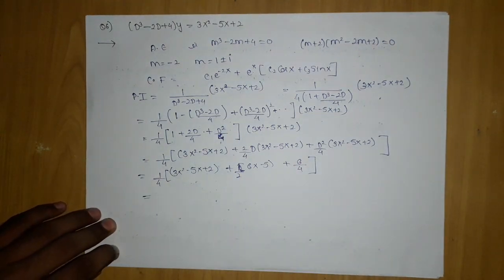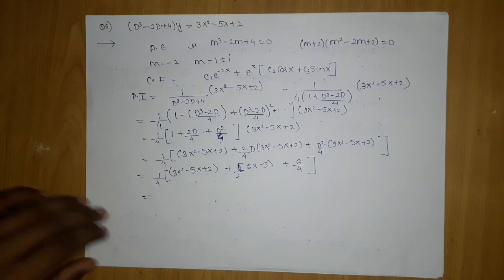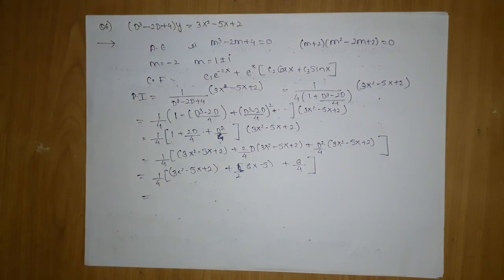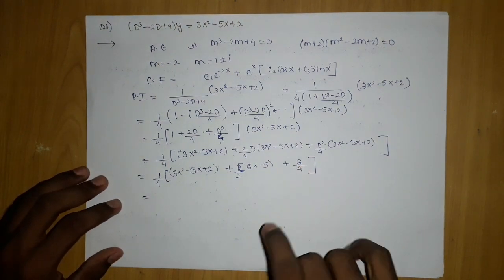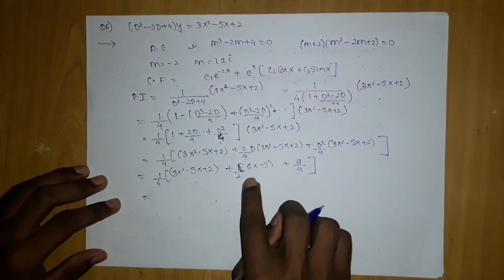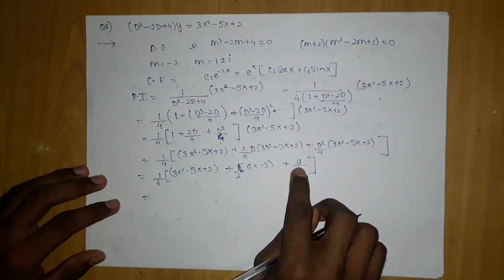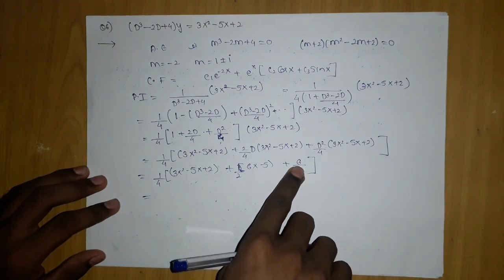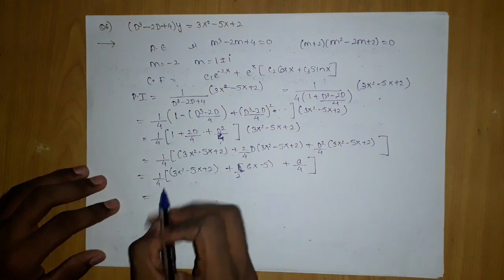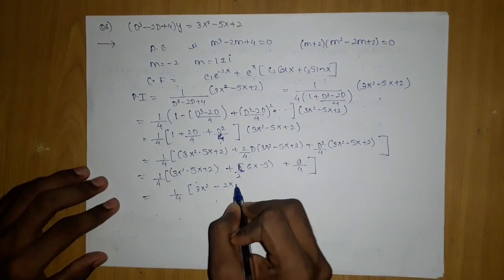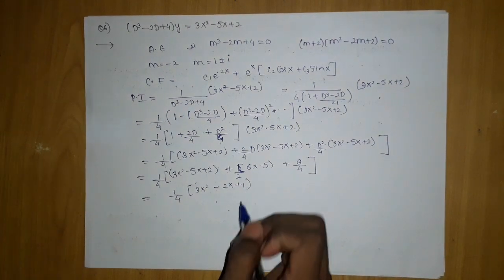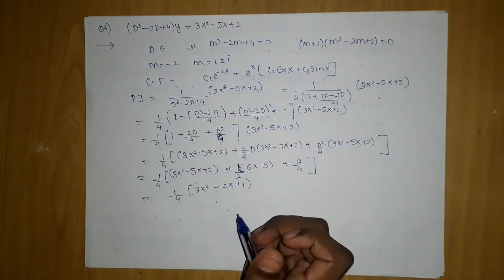If we do the further simplification, this will be minus 5 by 2 left here, and finally we are going to get 3 by 2. So if we simplify, minus 5 by 2 plus 3 by 2, if we add, it will become minus 1, and when minus 1 is added with this, it will become 1. So our final answer will be nothing but 3x square minus 2x plus 1. This is our final answer, which is the particular integral.